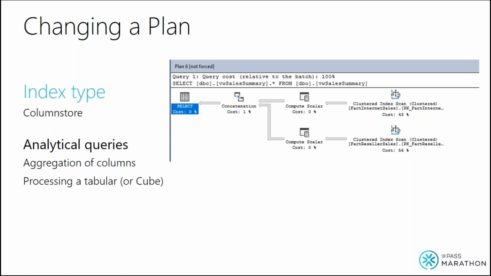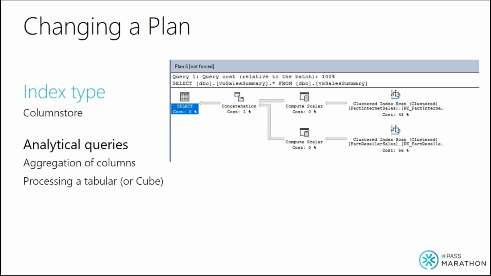This is really the column store index, as far as I can tell. Analytical queries are what it best benefits, especially things with aggregations of columns. For instance, we're going to look at an example of processing a tabular model. It could be a cube. It doesn't have to be tabular if you're still using cubes, but it relates more to the sums, counts, distincts, group bys than your regular type of queries.